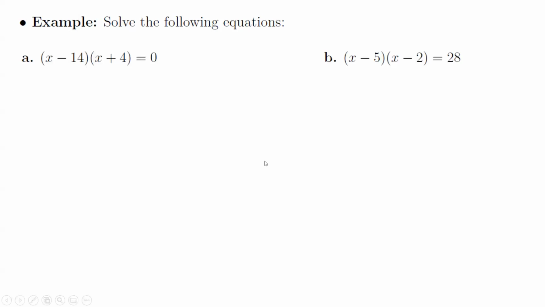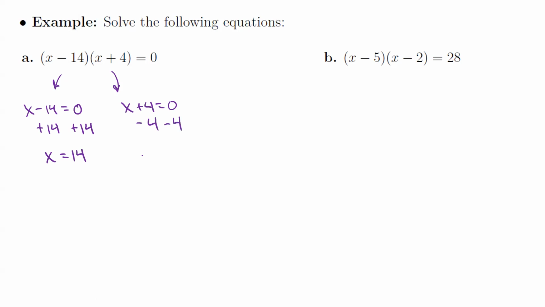All right, so part A. This is already in factored form, and because it's equal to 0, I can apply the zero factor theorem right away. So x is equal to 14. And since x plus 4 could equal 0, x equals -4 is the other possible solution.